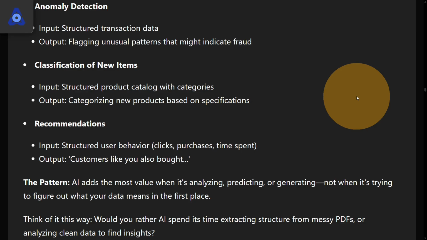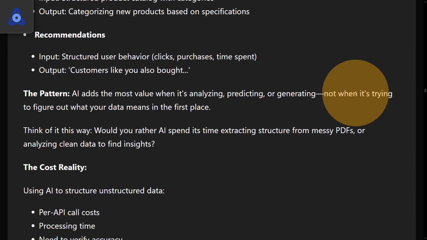5. Recommendations. Input structured user behavior like clicks, purchases, time spent. Output customers like you also bought. The pattern: AI adds the most value when it's analyzing, predicting, or generating, not when it's trying to figure out what your data means in the first place. Think of it this way. Would you rather AI spend its time extracting structure from messy PDFs or analyzing clean data to find insights?